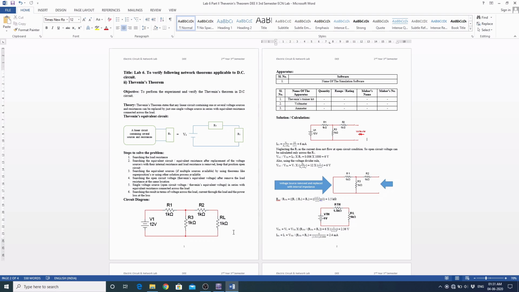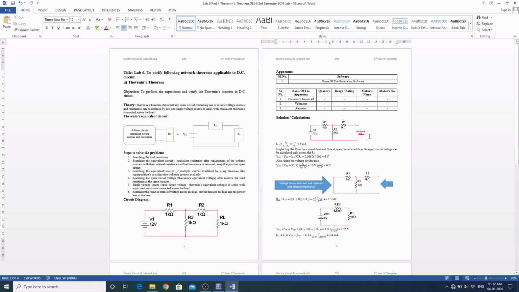That particular resistance will be marked as the load resistance. So as it is clearly mentioned in this case that RL is 1 kilo ohm, first of all we have to remove this load resistance from here, and we have to find out the open circuit voltage, which is known as Thevenin's voltage. So here the load resistance is removed, and we have to find out the voltage here.